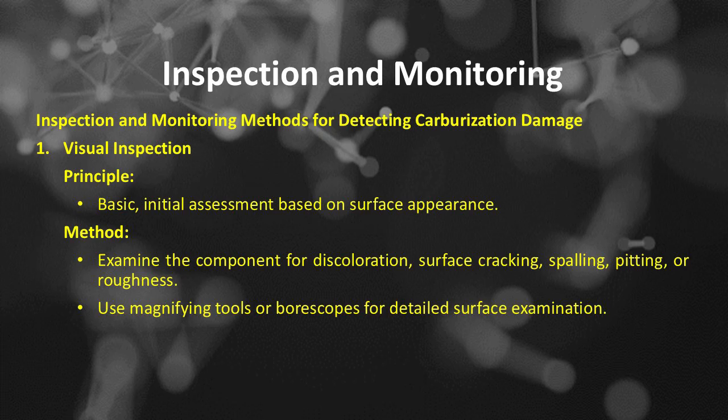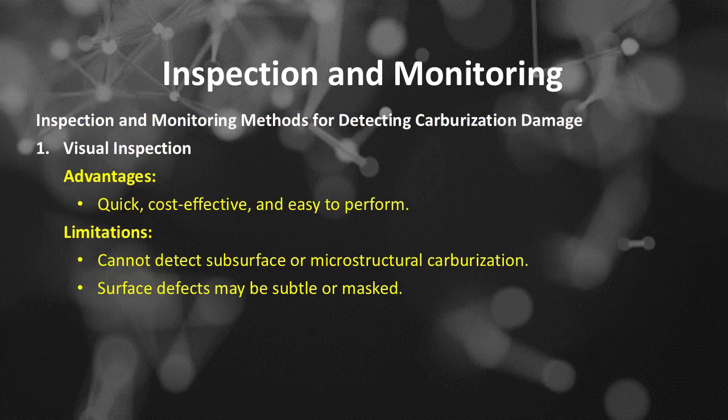Visual inspection principle: basic, initial assessment based on surface appearance. Visual inspection method: examine the component for discoloration, surface cracking, spalling, pitting, or roughness. Use magnifying tools or borescopes for detailed surface examination. Visual inspection advantages: quick, cost-effective, and easy to perform. Visual inspection limitations: cannot detect subsurface or microstructural carburization. Surface defects may be subtle or masked.